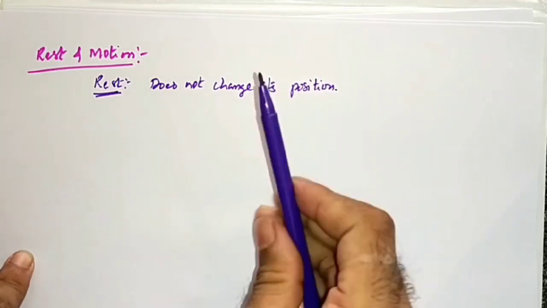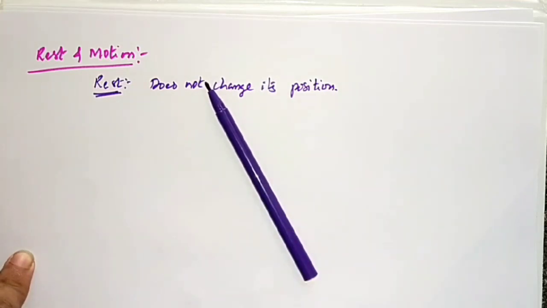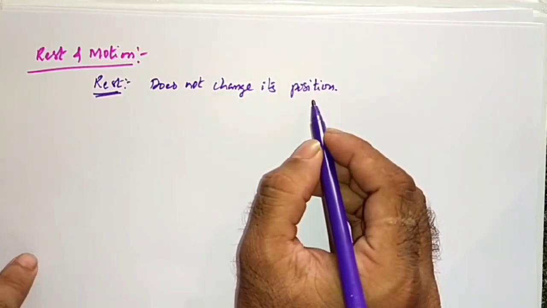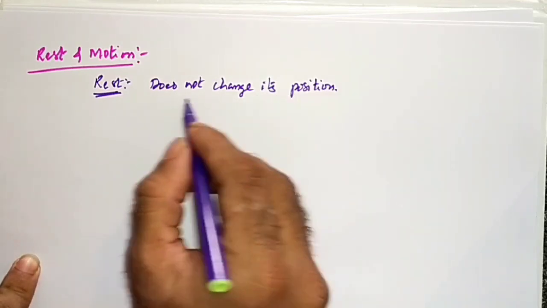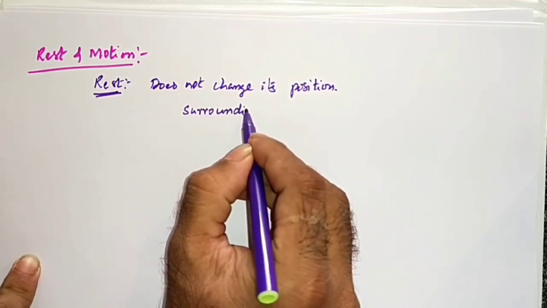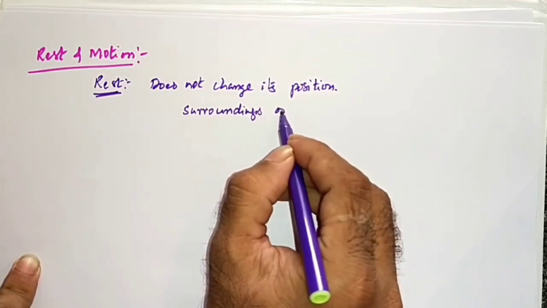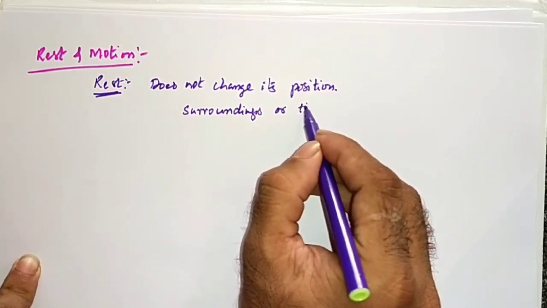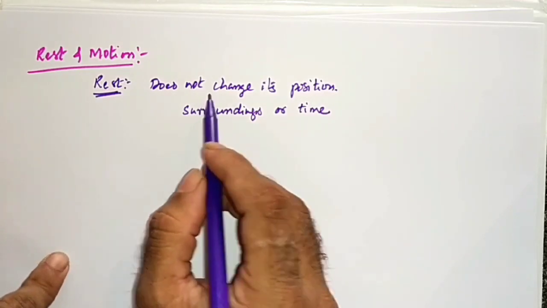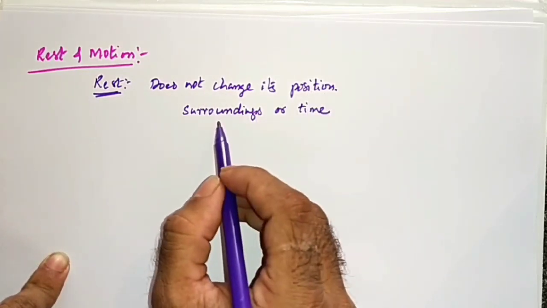For example, this is the sketch. This sketch position is this. It is not changing its position after 1 second, 2 seconds, 3 seconds. With respect to time, the position of the object is not changing, or it can be compared with the surroundings, or with respect to time. So the object position does not change with respect to surroundings or time.